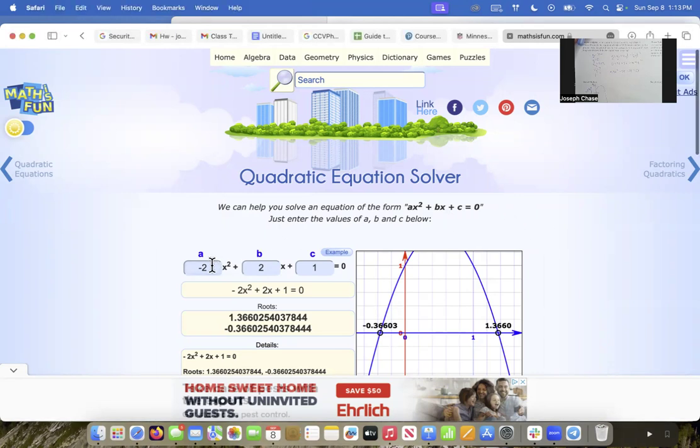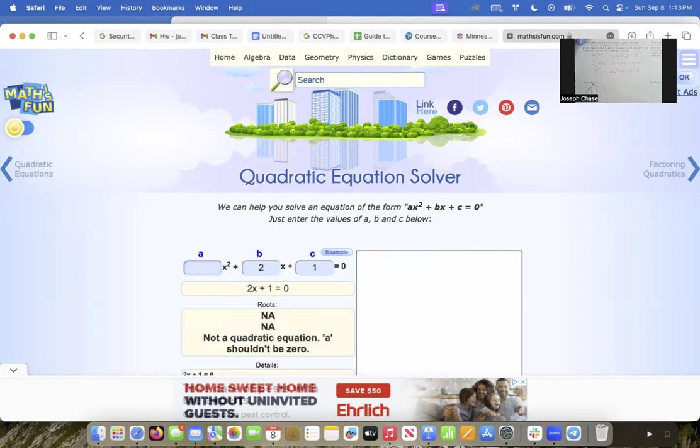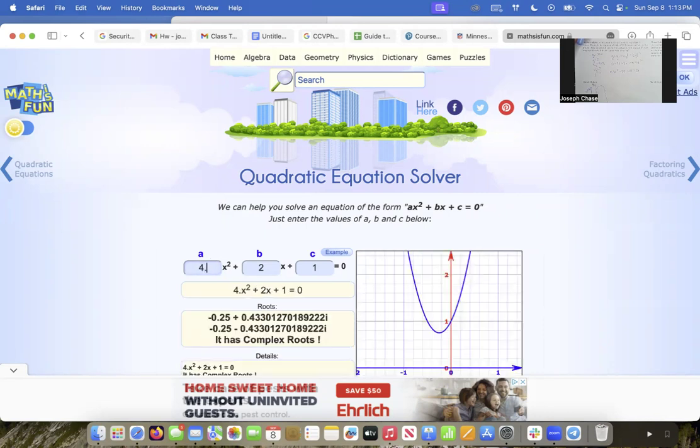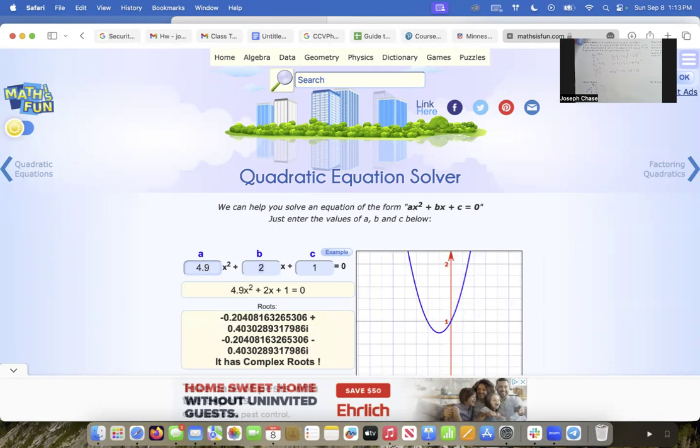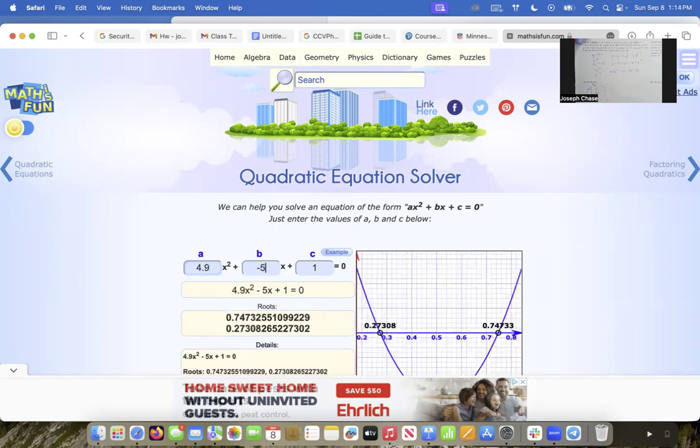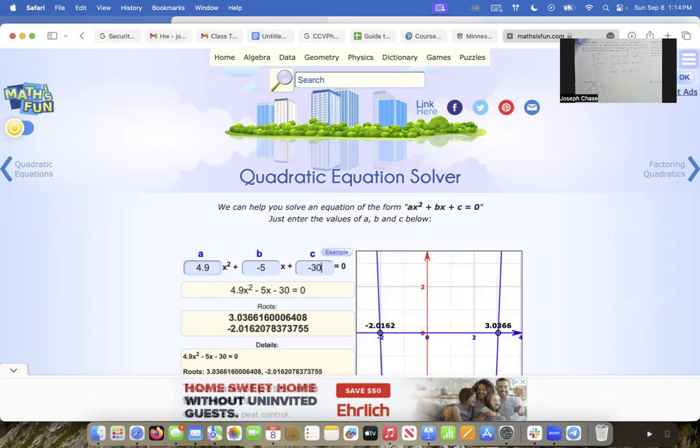Math is Fun, and I'm going to type in the coefficients that I got. So 4.9, 5, -5, and -30. And it is solved. So the two numbers are called the roots of the equation. Those are the values that are going to make the function equal 0. So again, they're called roots of an equation.